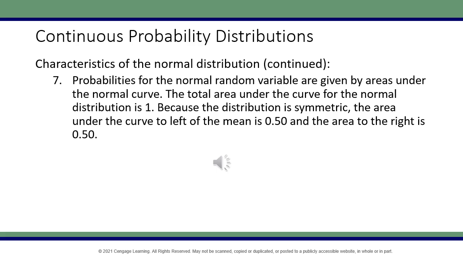Due to the symmetry of the normal distribution, we can make two key observations. The area under the curve to the left of the mean is exactly 0.50 or 50%. Similarly, the area to the right of the mean is also 0.50 or 50%. This symmetry is crucial for understanding and calculating probabilities in normal distributions.